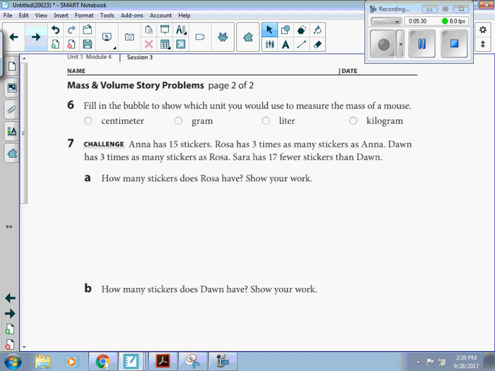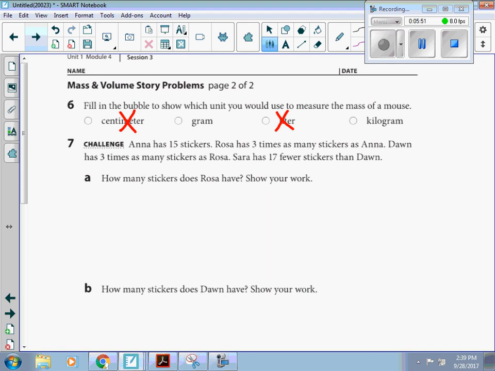Okay, the back, fill in the unit you would use to measure the mass of a mouse. Okay, centimeter measures length. I don't want the length of the mouse, I want the weight of the mouse. Gram measures mass. Liter, we just did that with liquid. Mice aren't liquid.